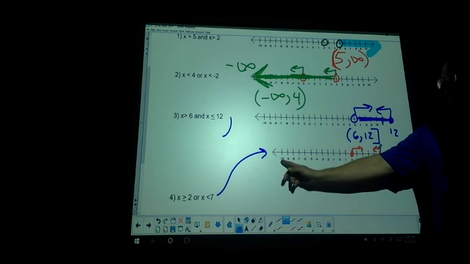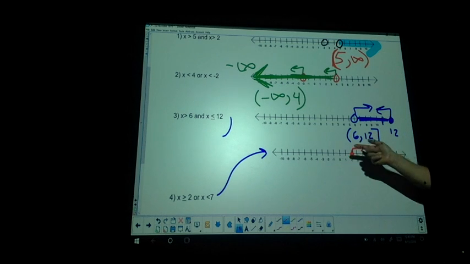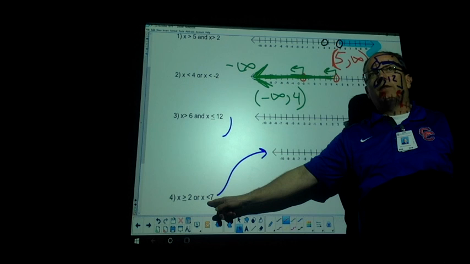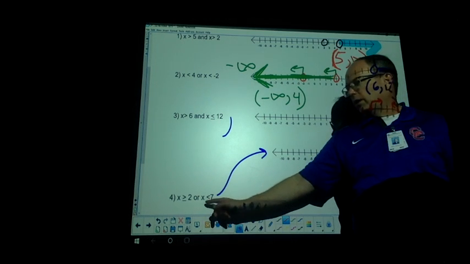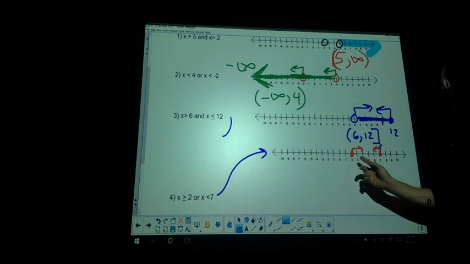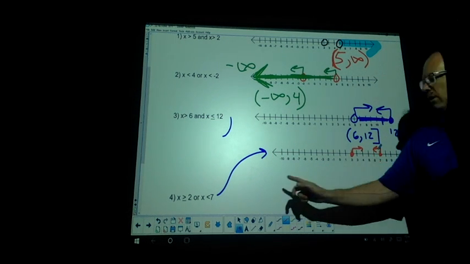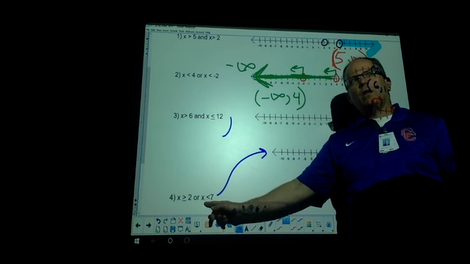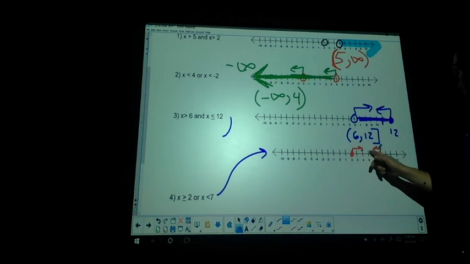Ready? I'm going to take negative 10, because this is going that way. If I take negative 10, is negative 10 less than 7? So I get true here. This one would be false. Agree? All right, let's pick in between. Let's pick 5. Is 5 greater than 2? Is 5 less than 7? Oh, that's true in there too.